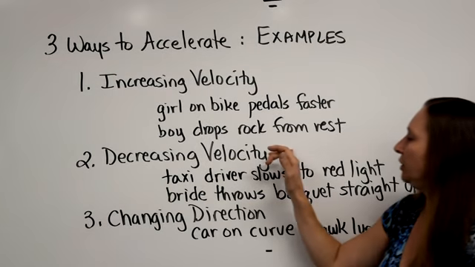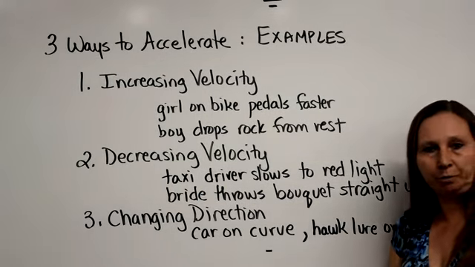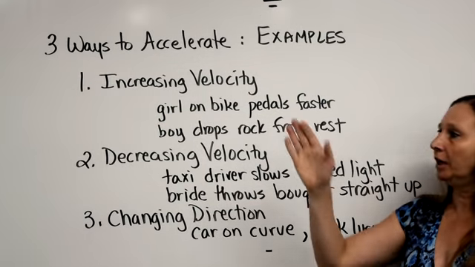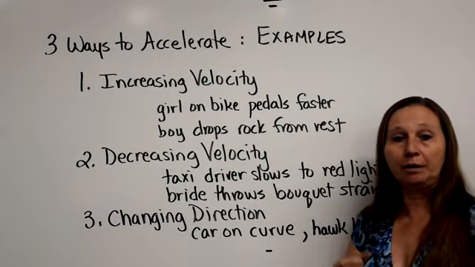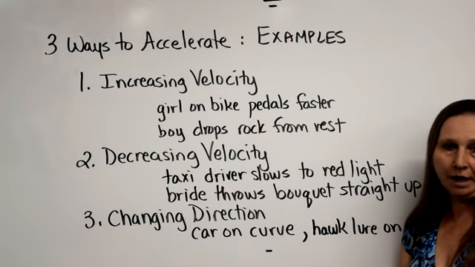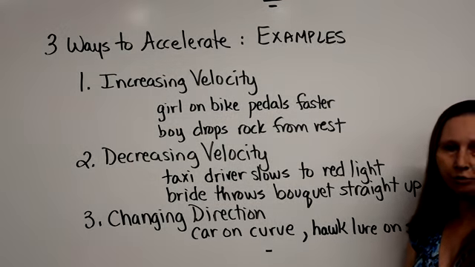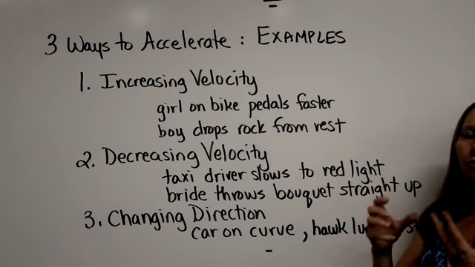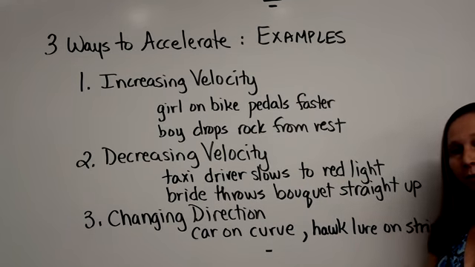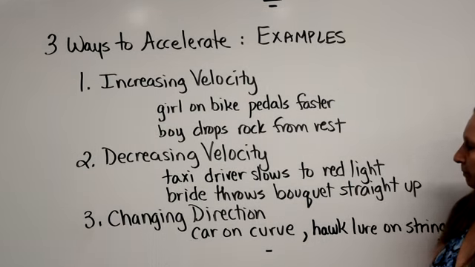What about decreasing velocity? If a taxi driver is going at a certain speed and sees that the light ahead is yellow, the taxi driver gently puts his or her foot on the brakes, and the car starts to slow down. The speed decreases, or you could say the velocity of the car decreases. And then right before the red light, right before the crosswalk, the car slows to a complete stop. The car comes to rest.